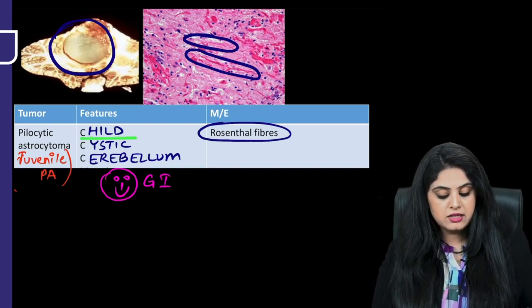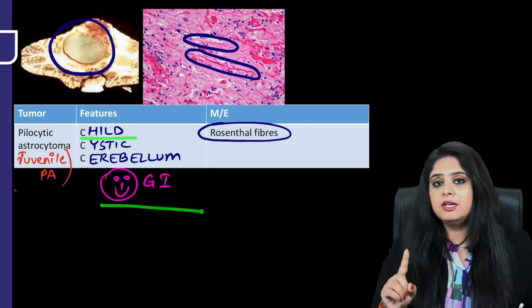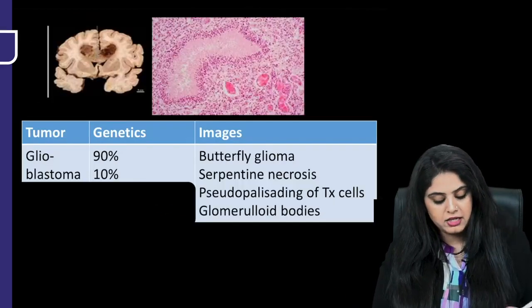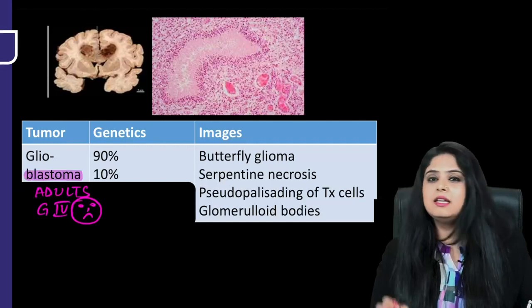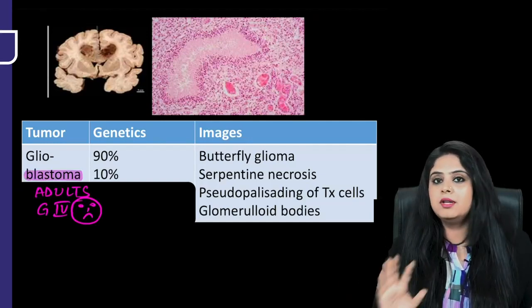Now, from a child with a good grade 1 tumor, let's go to an adult with a very, very bad tumor. So when I pick up an adult over here and I say that the tumor is grade 4 category and very, very bad, we are talking about glioblastoma. Anyway, anything blastoma in the brain is bad. Bomb blast in the brain is bad.